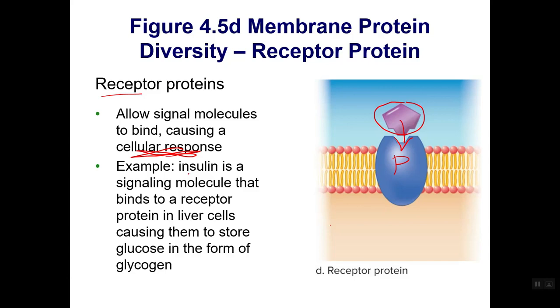A great example is insulin. So insulin is an example of a signaling molecule. And that signaling molecule will bind to a receptor site for insulin on the liver, in liver cells. And the response here would be a cascade of events that causes glucose to be stored in the liver as glycogen.